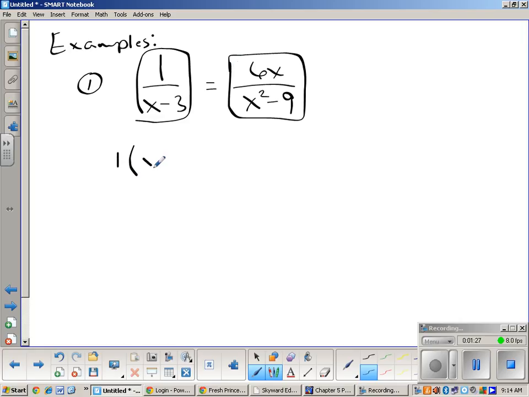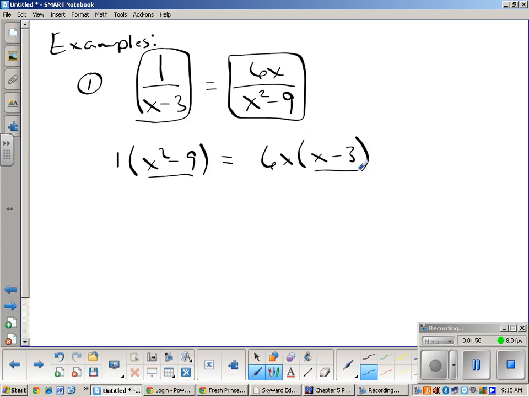I'm going to say it's 1 times (x squared minus 9) equals 6x times (x minus 3). It's important if there's more than one term that you put them in parentheses so that you're multiplying all of it by that number or those numbers, not just part of it. Sometimes you'll have to FOIL. In this case we don't.